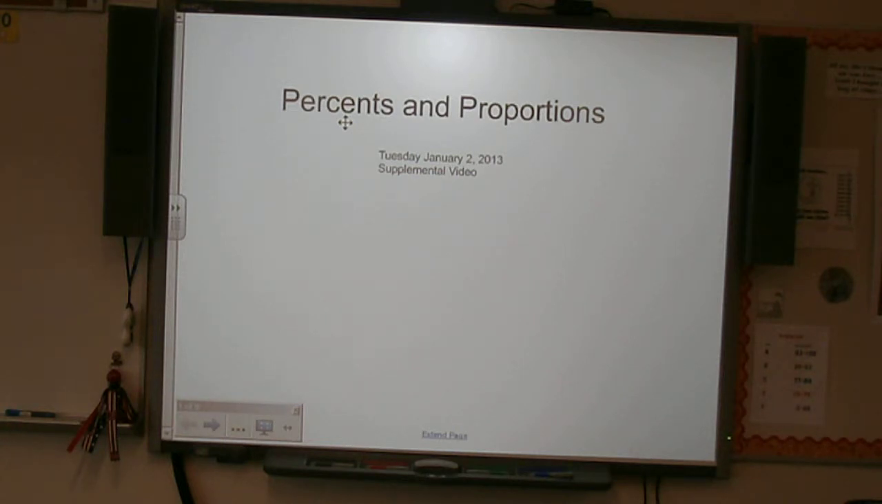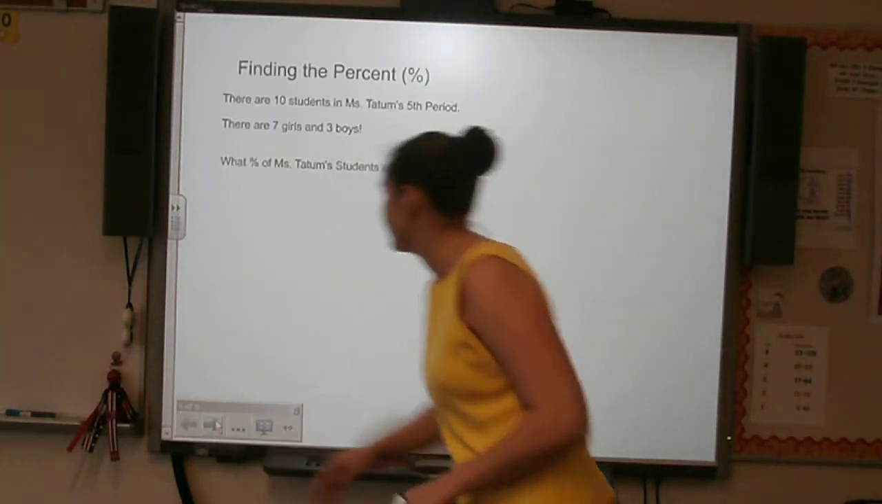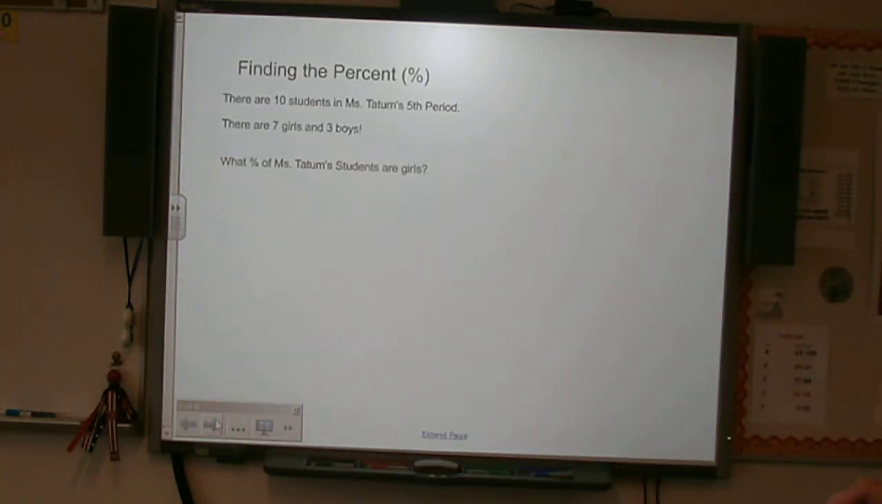Let's go ahead and get started first by looking at our basic percent. When we want to find a percent, there are 10 students in Ms. Tatum's 5th period. There are 7 girls and 3 boys. What percentage of Ms. Tatum's students are girls?